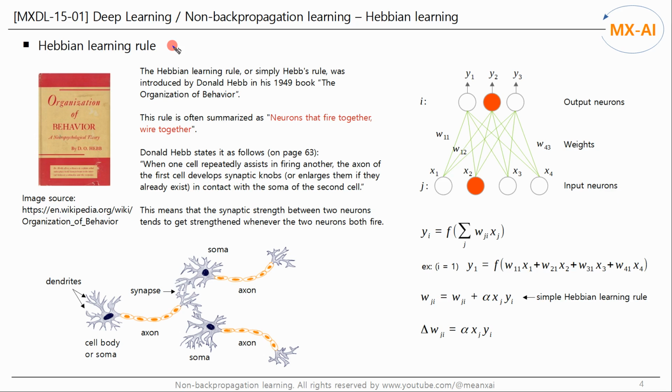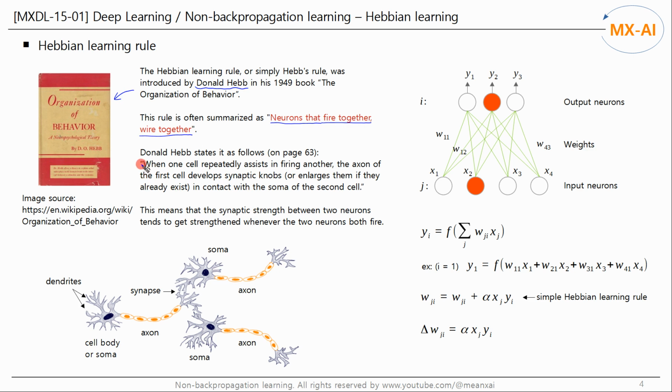Now, let's look at what the Hebbian learning rule is. The Hebbian learning rule, or simply Hebb's rule, was introduced by Donald Hebb in his 1949 book, The Organization of Behavior. This rule is often summarized as neurons that fire together, wire together.